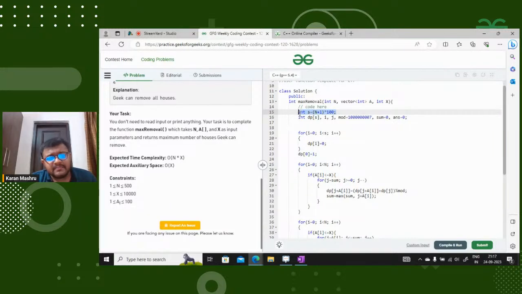I have taken n plus 1 star 100, and I have declared a dp array of that size. Then I have taken variables i and j. I have taken mod equals to 10 to the power 9 plus 7, which you will understand in further time. I have taken two variables, sum and answer, as 0.